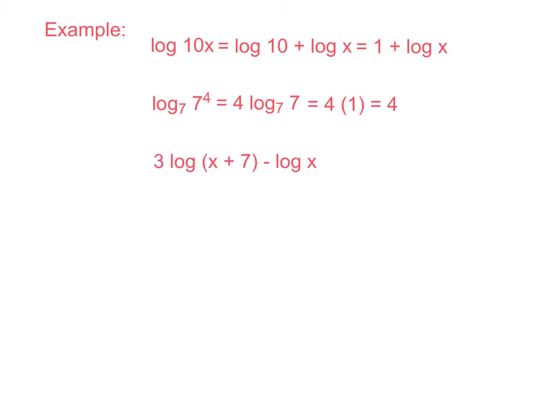Finally, I might have an expression like this: 3 log (x plus 7) minus log x. Again, knowing the properties that I know, let's see what we could do with this one to simplify it. So this simply becomes the log of (x plus 7) to the third power, all of that divided by x.